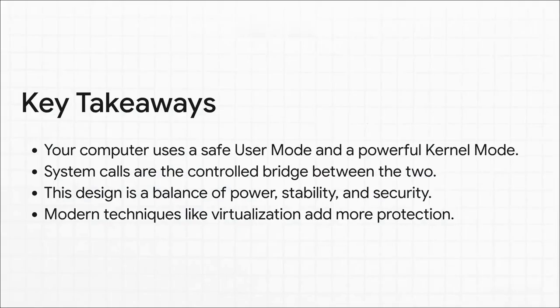All right, so what are the big takeaways here? First, your computer is always living in two worlds, a safe user mode for your apps and an all-powerful kernel mode for the OS core. Second, system calls are the secure, controlled bridge that lets them talk to each other. And third, this entire design is one giant, delicate balance between power, stability, and security. And you know, modern things like virtualization are adding even more layers of protection on top of this.